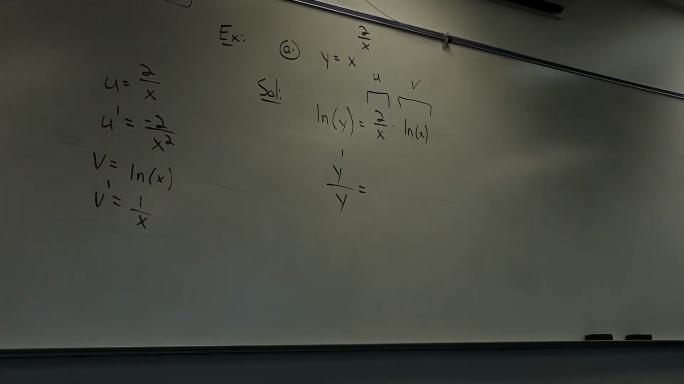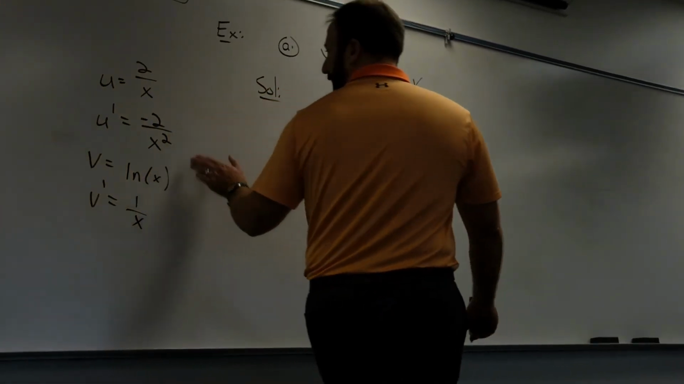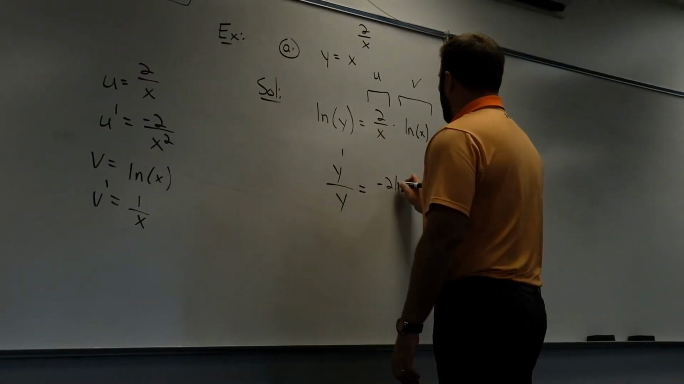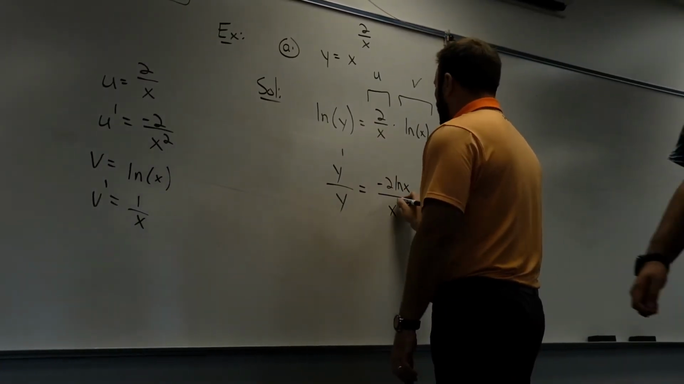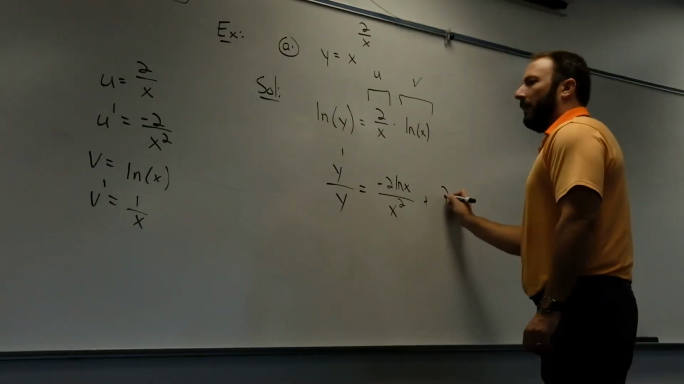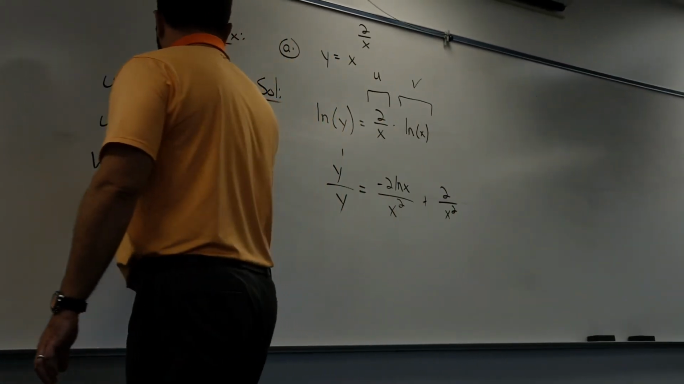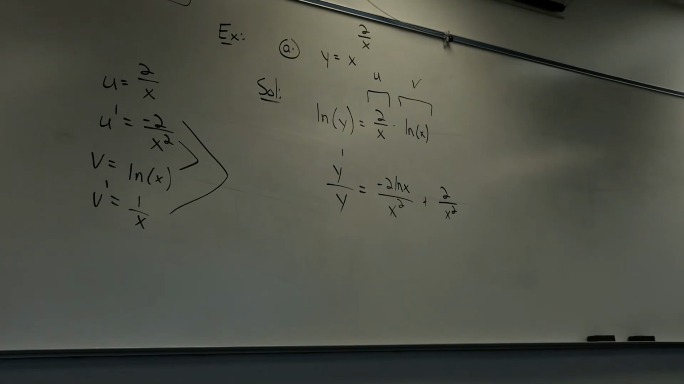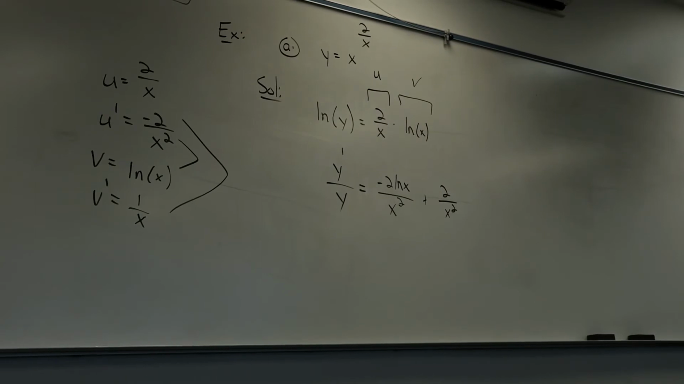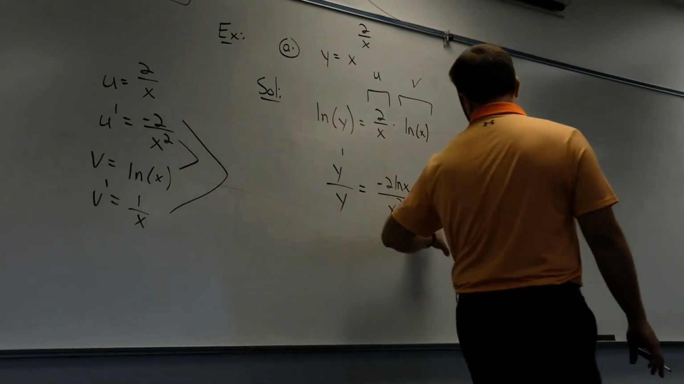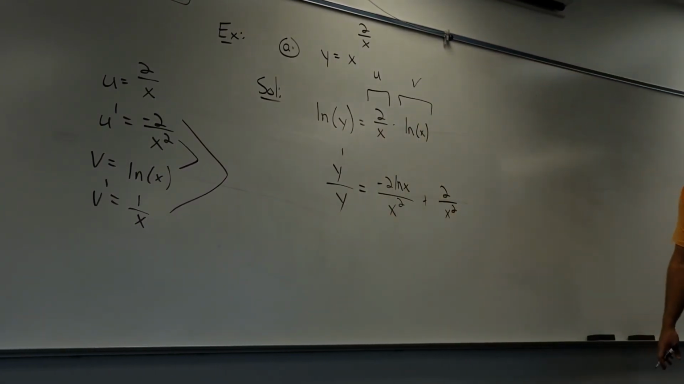So we'll put them together: u prime v plus v prime u. Negative 2 ln x over x squared plus 2 over x squared. And what were we looking to solve for here, guys? y prime. Did we do that? Are we done? No. So before we go too crazy, what can I pull out from the right-hand side to simplify? Anything in common here?